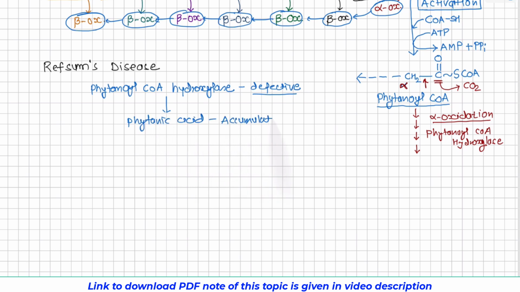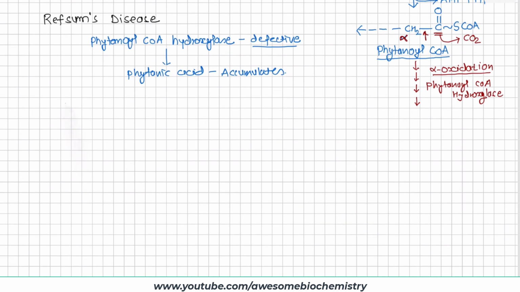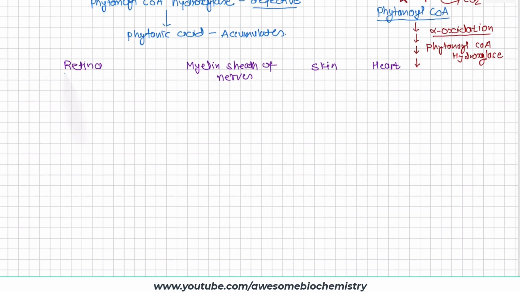So it accumulates, and it accumulates especially in tissues that have the highest lipid content and metabolic activity. That means the retina, the myelin sheath of nerves, the skin, and the heart. Let's go through each one. In the retinal cells, phytanic acid gets incorporated into cell membranes. This alters the membrane fluidity and stability.